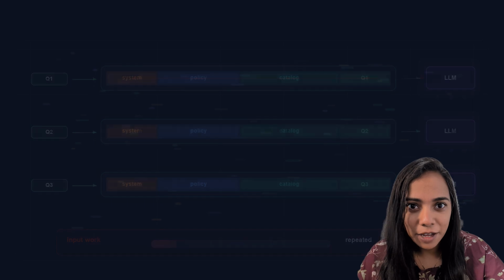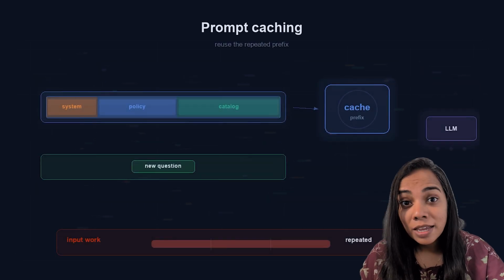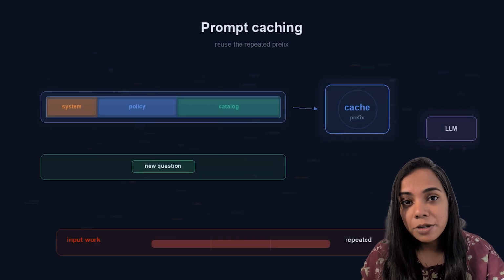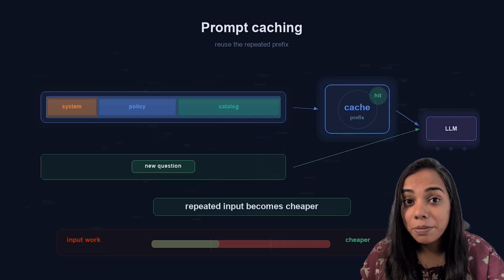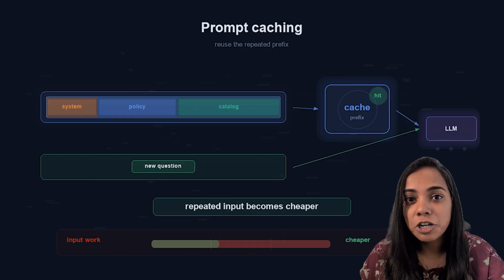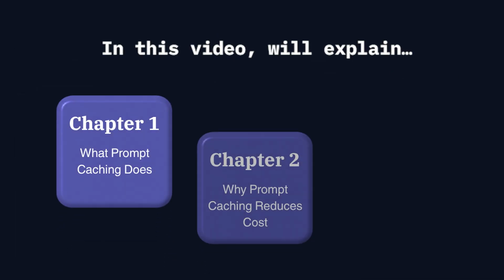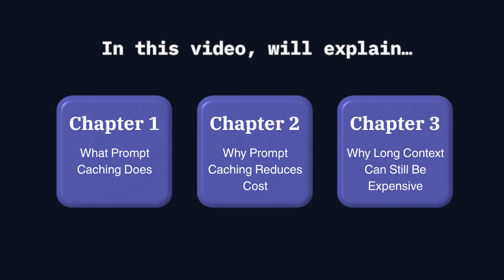That is the idea behind prompt caching. It lets the model reuse parts of the prompt it has already seen, which can make repeated input tokens cheaper. In this video, we'll explain what prompt caching does, why it reduces cost, and why long context can still be expensive, even when caching is enabled.